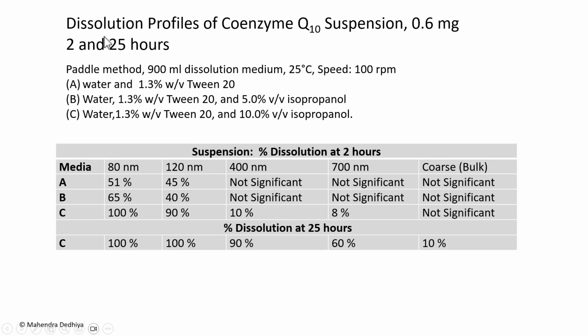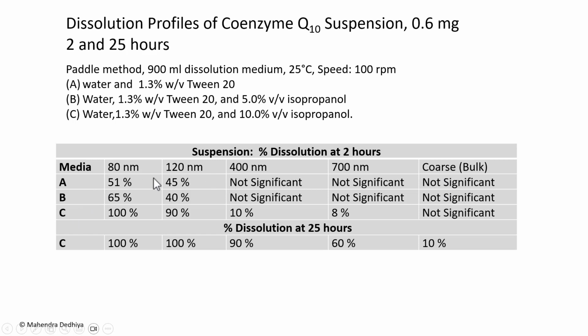So the dissolution of coenzyme Q10 suspension at 0.6 milligram was determined. The method used is the USP paddle method. It is at 25 degrees C and 100 RPM. Three dissolution media are used: water with 1.3% Tween-20, water with Tween and isopropanol of 5%, and water with Tween-20 and 10% isopropanol. Bulk coarse material is also included in the dissolution study.